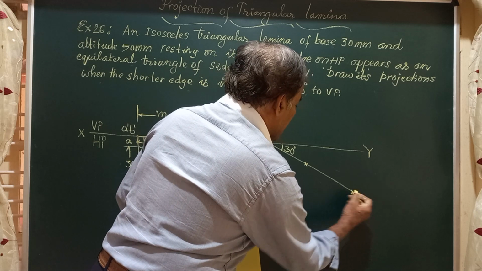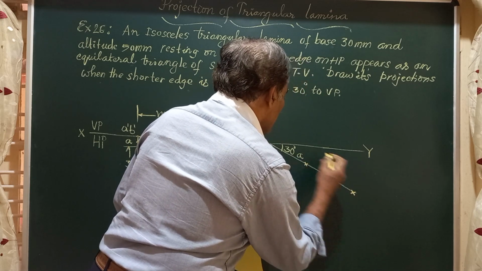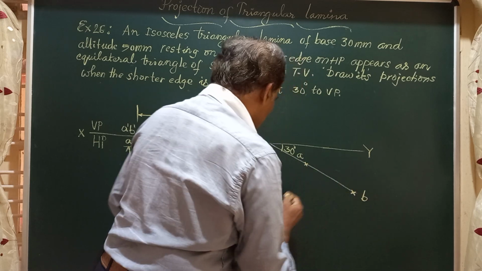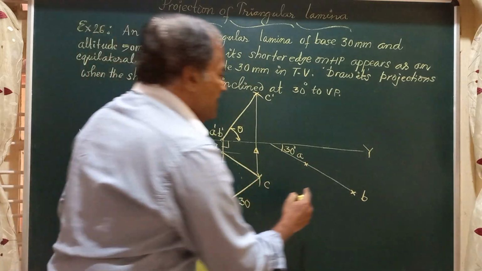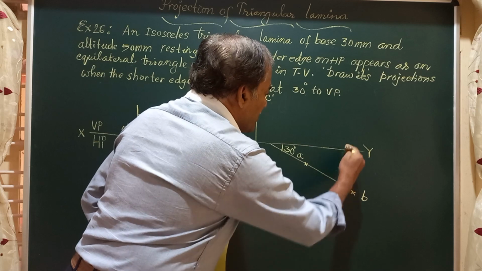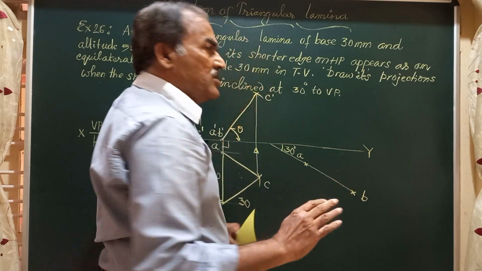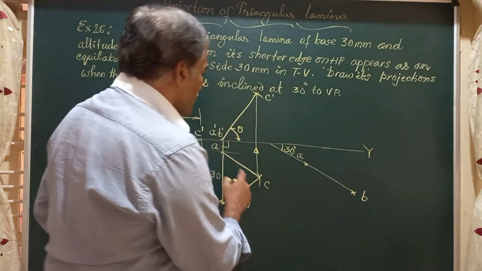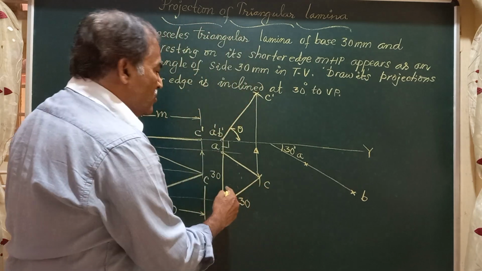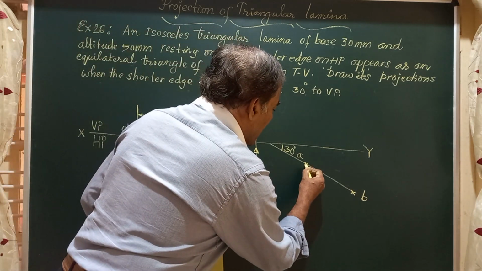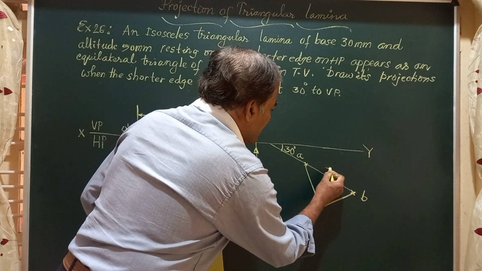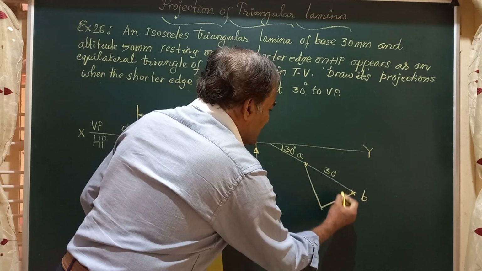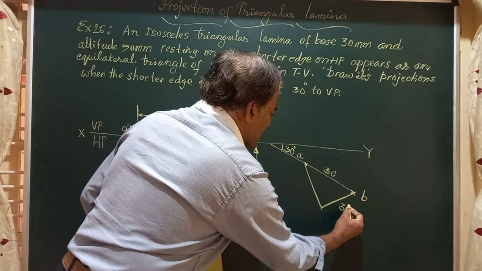So this distance AB is 30 millimeter. This 30 millimeter I've drawn here. The point C can be marked either above AB or below AB. You get the same solution. So it is an equilateral triangle. I told you how to construct that. So I am going to construct this equilateral triangle here, and every side here measures 30 mm, and this point is C.